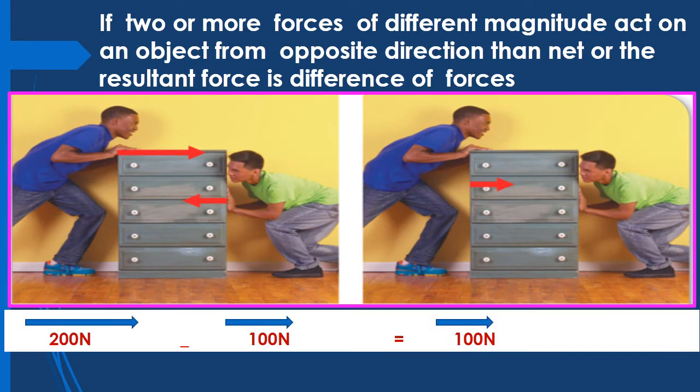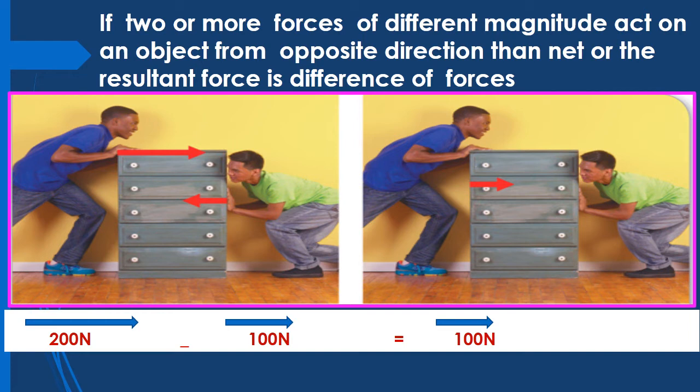If two or more forces of different magnitude act on an object from opposite directions, then the net or resultant force is the difference of the forces. If you observe the picture again, in the first part the two people again are trying to push the object, but now they are pushing it from different directions. The one with the blue t-shirt is pushing towards the right, while the one with the green t-shirt is pushing towards the left. The blue one is applying a force of 200 Newton, while the green one is applying a force of 100 Newton.